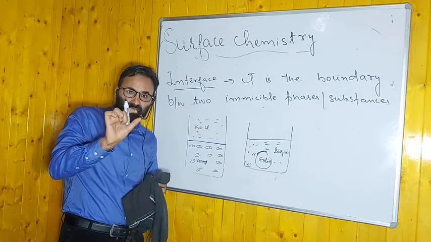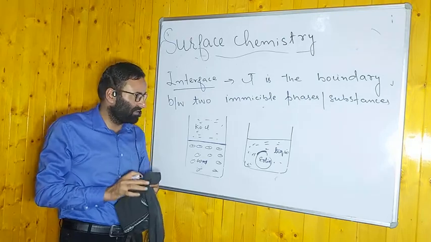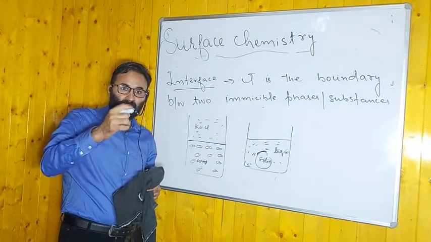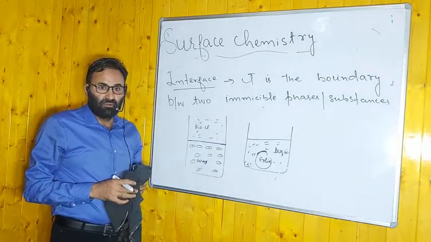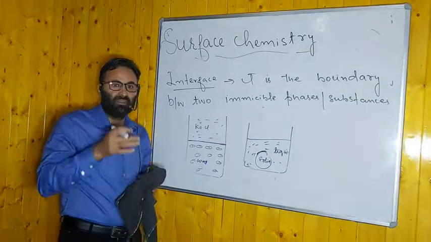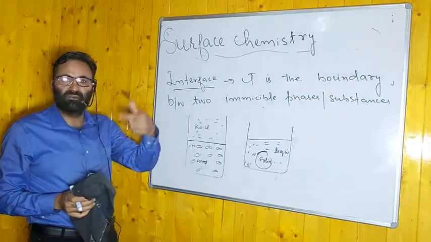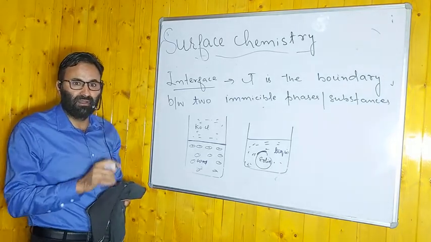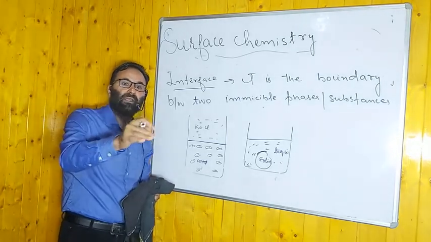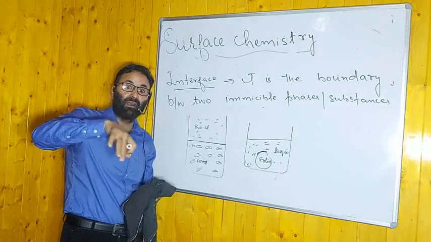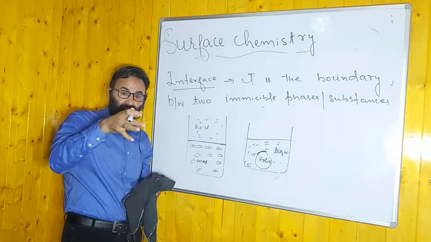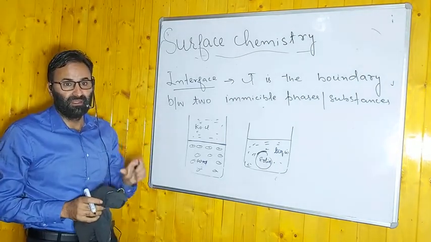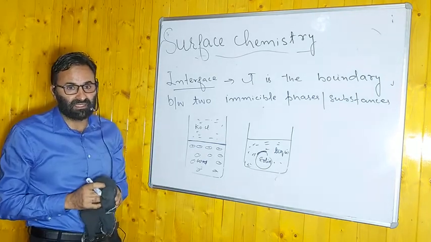When the two substances are immiscible, that can be liquid-solid, liquid-liquid, solid and gas, or gas and liquid. The two phases should be immiscible, and there is a boundary. That boundary is known as interface. But you have to remember here, there is no interface in case of gas, because gases are completely miscible. It means there will be no interface between the gas molecules in the gas phase. Remember this point.